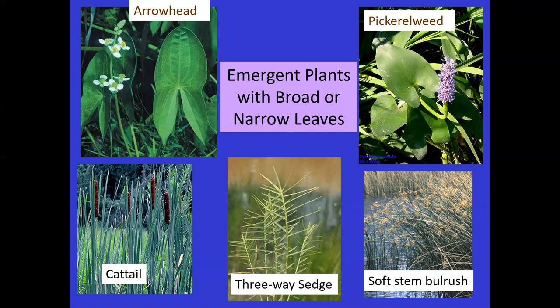Pickerelweed, another plant that is emergent, has a beautiful plume of purple flowers around here up in the North Woods, not flowering quite yet, but the plants are definitely up. It also has a submersed form, a little less common than the arrowhead. And then the bottom left, you've got cattails. I'm sure everybody knows about cattails. Three-way sedge, one of my favorite plants. When you look at it from up above, you can see that the leaves all come off at a 120 degree angle from each other. And then soft stem bulrush, all the bulrushes. These are just some examples of emergent plants with broad or narrow leaves. Next.